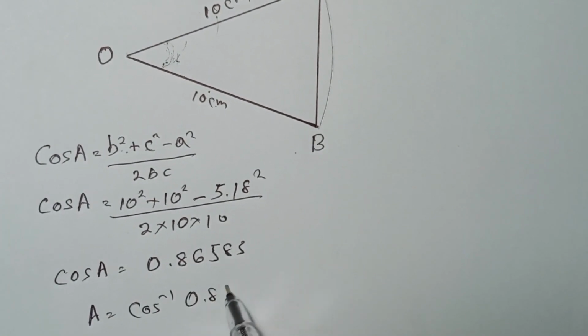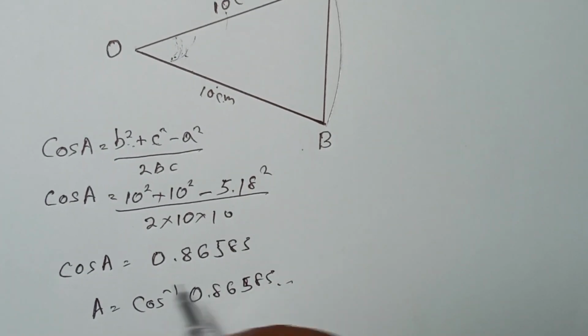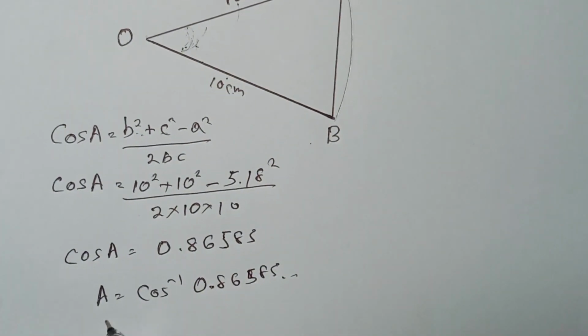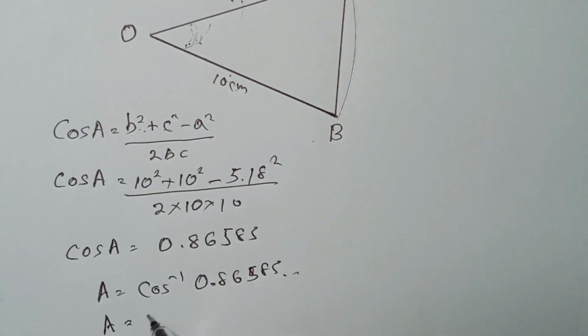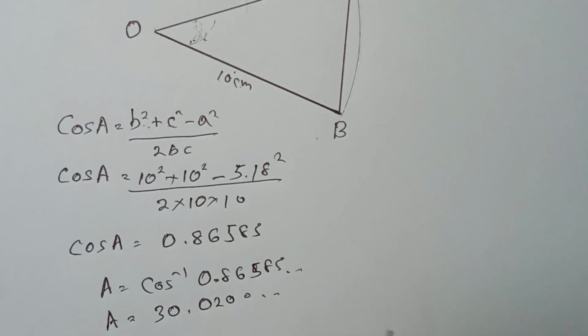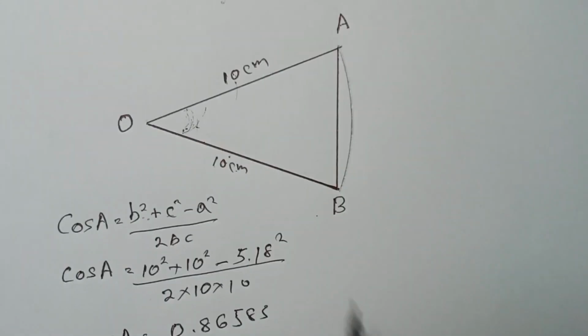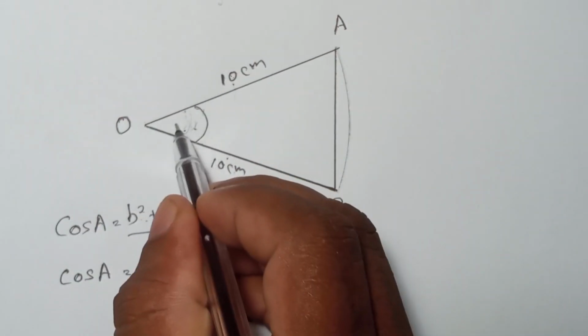Then cos inverse of 0.86585, like that. If you keep 3 or 4 significant figures, it's enough. Here you will get this angle as 30.0200 like that, but we can round it to the whole number, 30 degrees. So the angle we can take as 30 degrees.